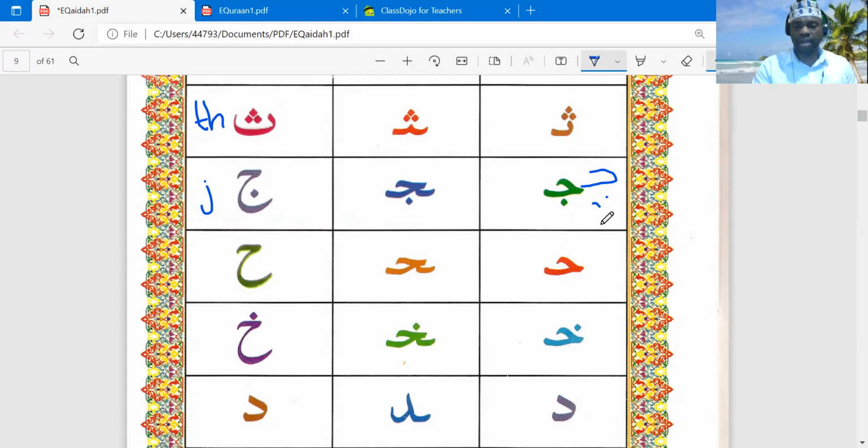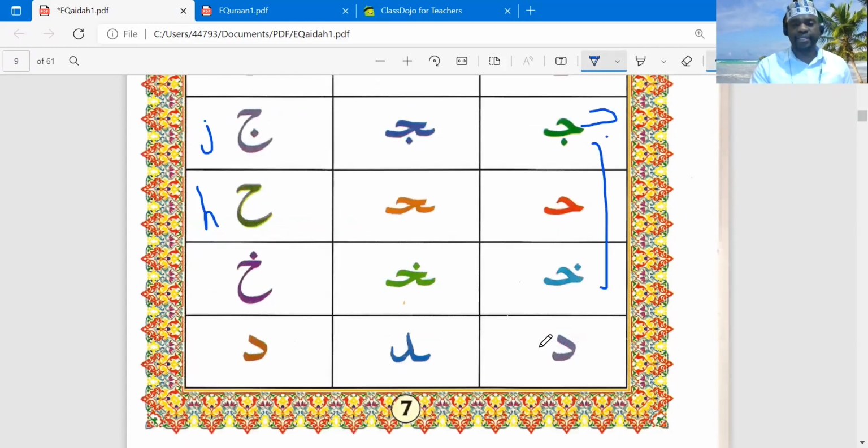The next letter is called Ha. Jim and Ha are family because they look alike. What makes the difference is the number of dots. So Ha doesn't have any dot at all. As you can see, Ha, Ha, and the Ha sound comes from our throat. The next letter is called Kha. Kha is just like Ha, but there's a dot on the top. Kha is like letter K and letter H together, like Khadija.